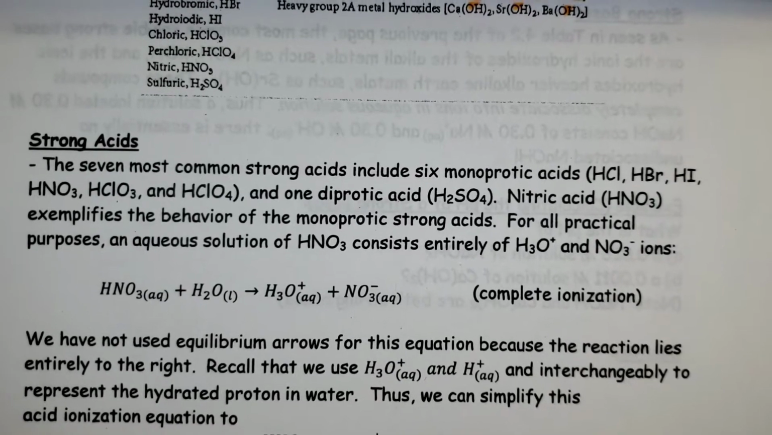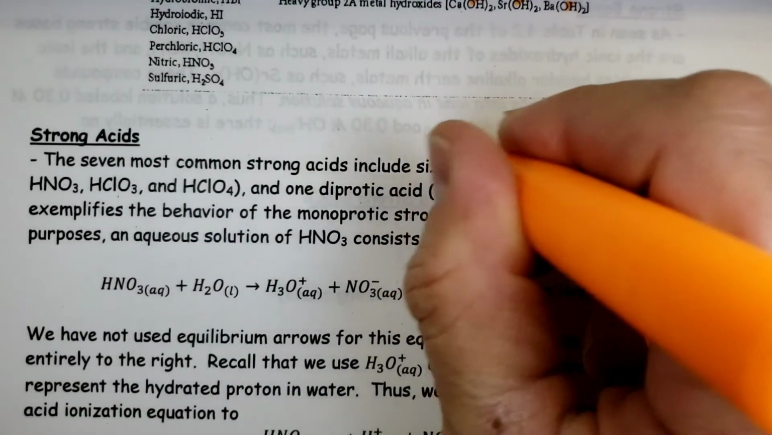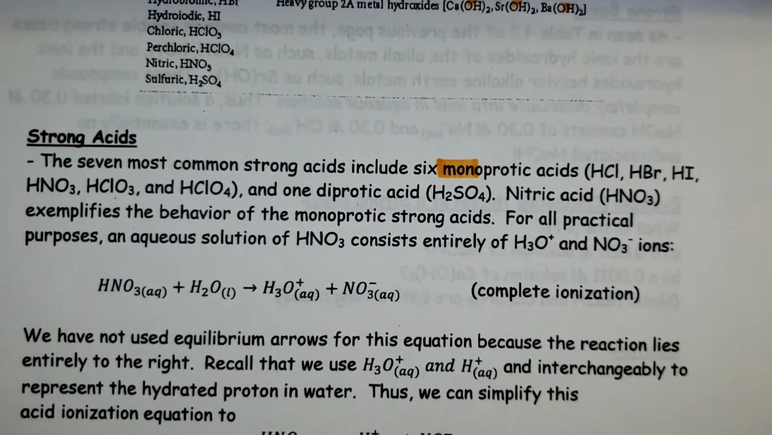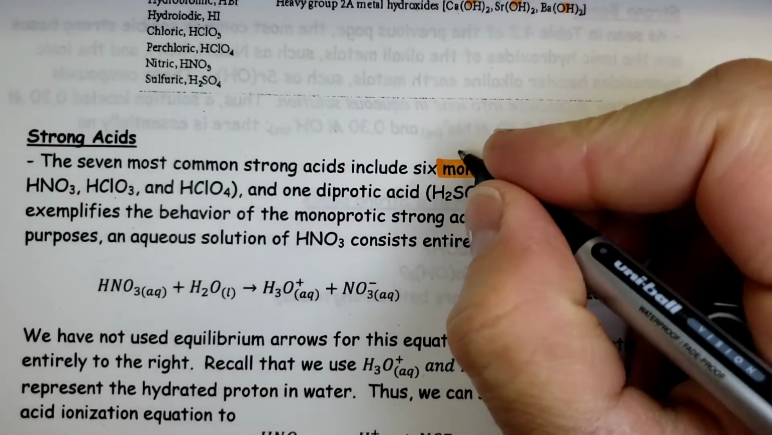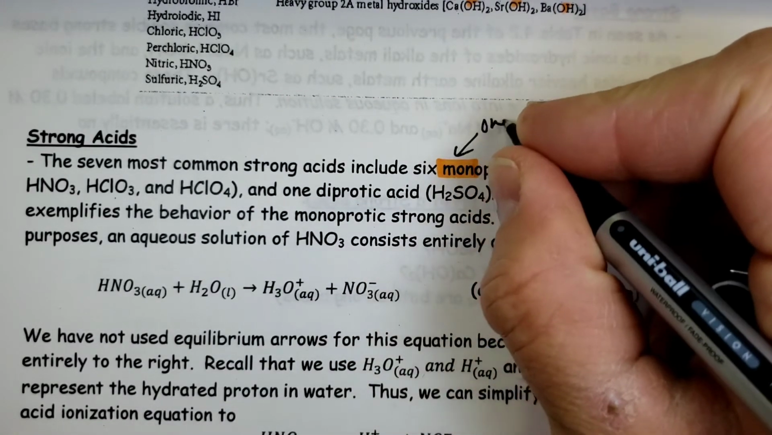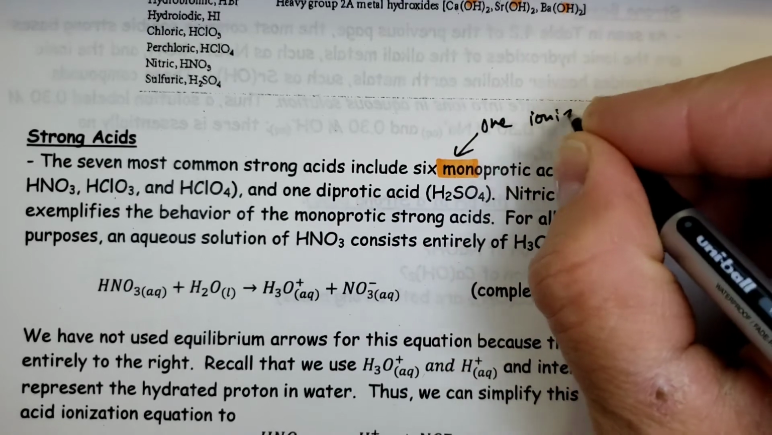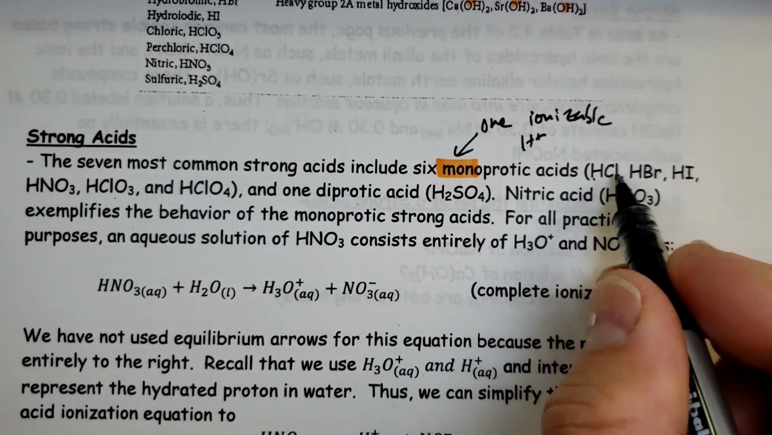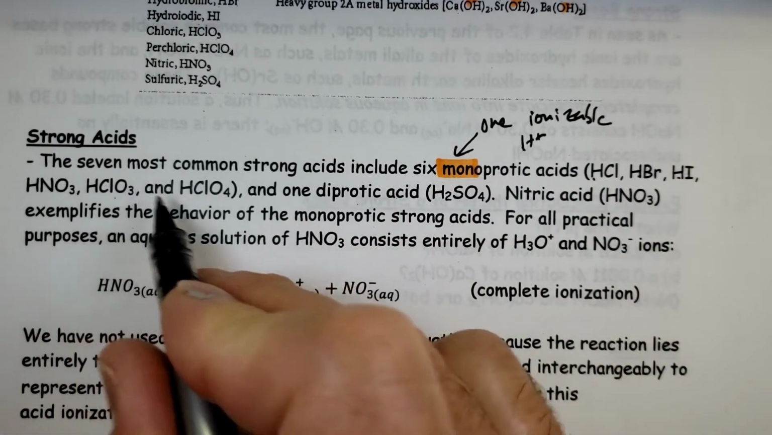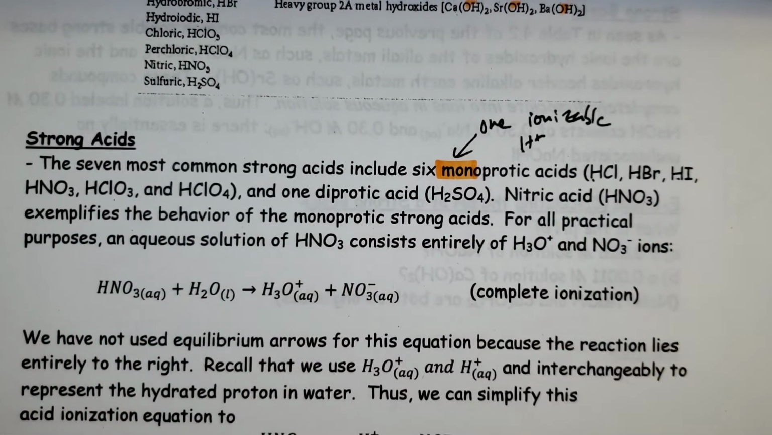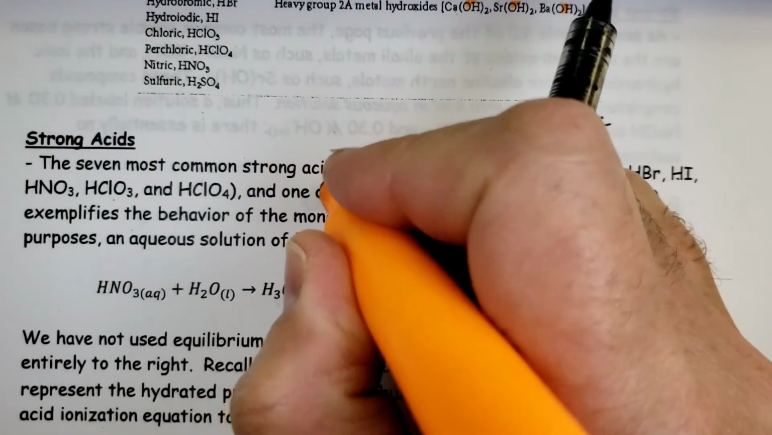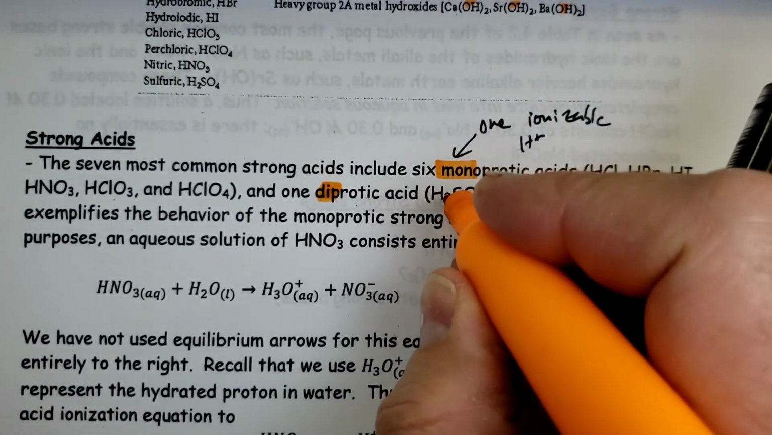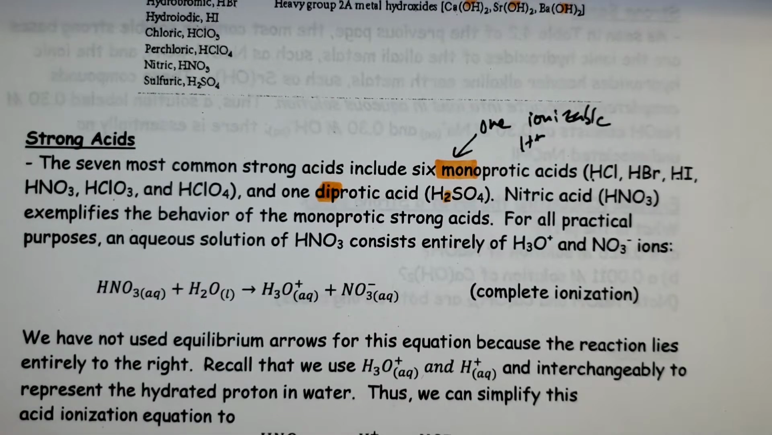The 7 most common strong acids include 6 monoprotic, which means 1 ionizable hydrogen, 1 ionizable H plus. So here, HCl, you can see there's only 1 H in each of those, whereas over here, di, mono, di is 2. We have 2 hydrogens with sulfuric acid.